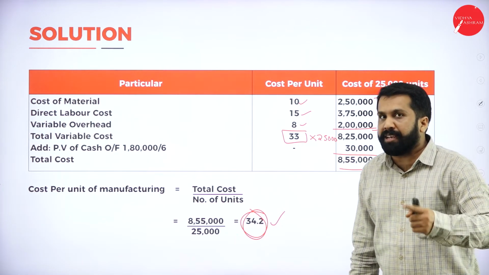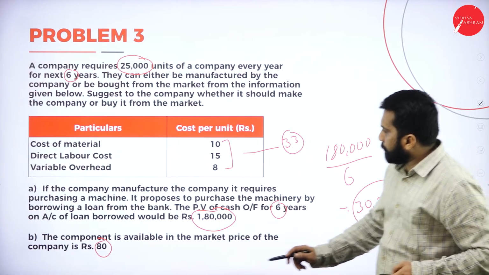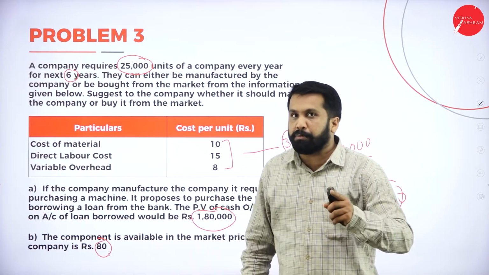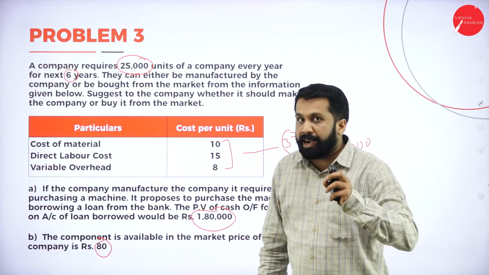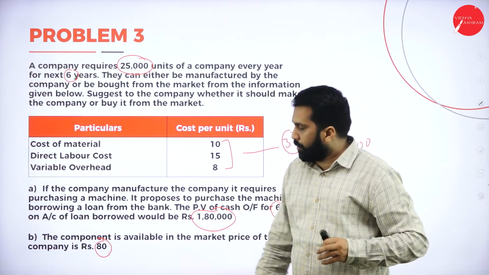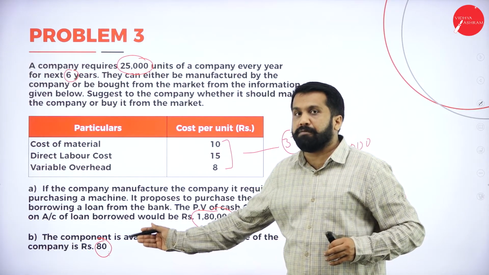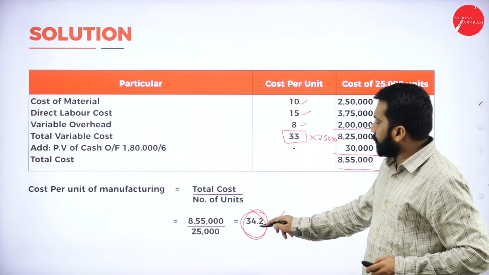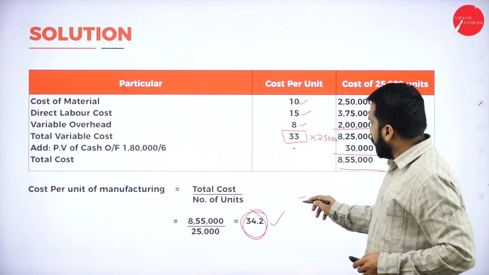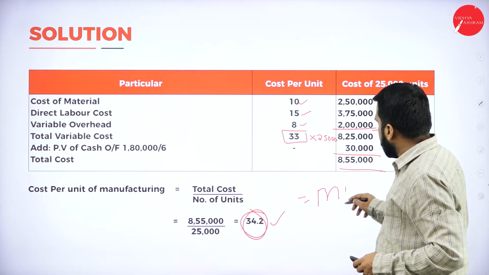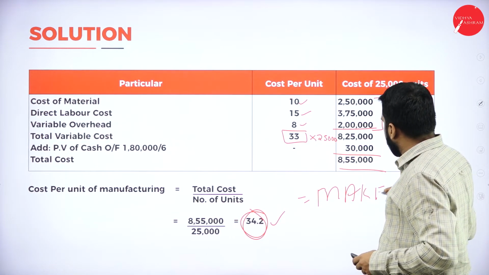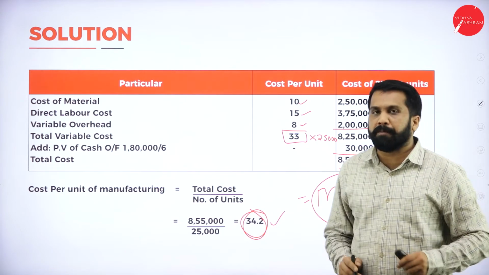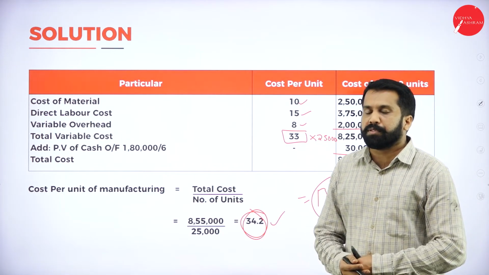If you go and buy in the market, it is available for what price? 80. Will you buy or will you manufacture? 100% you will manufacture, because it is a huge cost of 80 if you go and buy in the market. If you manufacture, you will get it only for 34. So, the answer is make. Hope you are clear. This much only you are supposed to do.